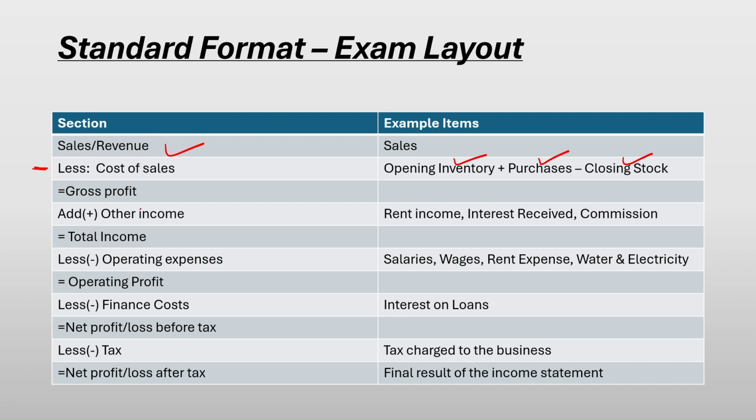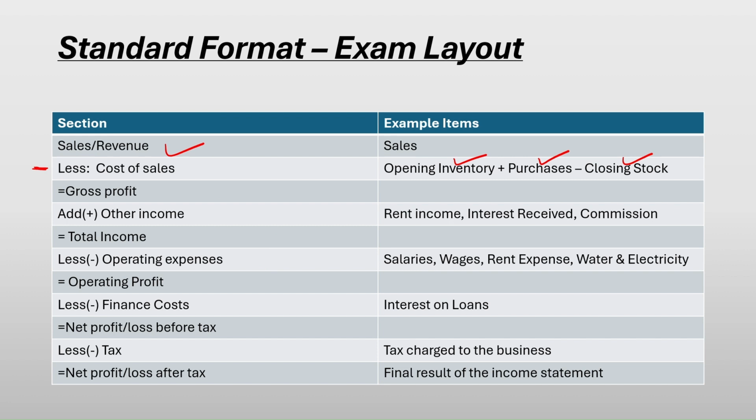After that, we are going to add other income. With other income, you have to add your income to your profit. Things like your rent income, your interest received, your commission. It depends on which type of income you might be dealing with, but for just a few examples, we have rent income, interest received, and commission. Then the gross profit added to the other income gives us our total income. After getting our total income, we are going to subtract our operating expenses. Now, what do we have as our operating expenses?